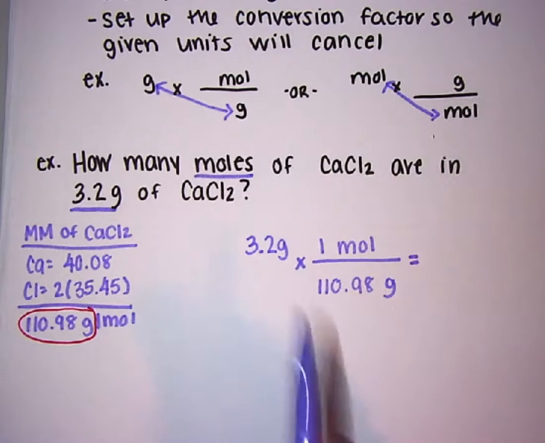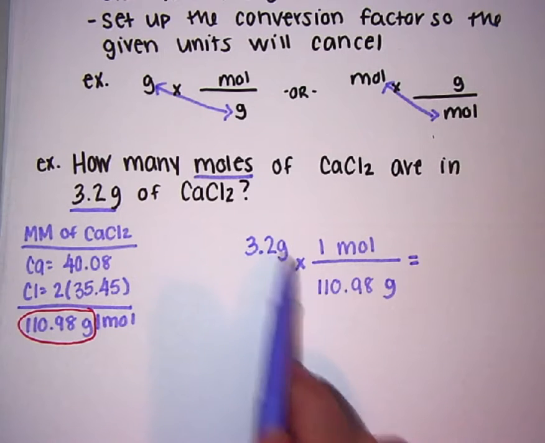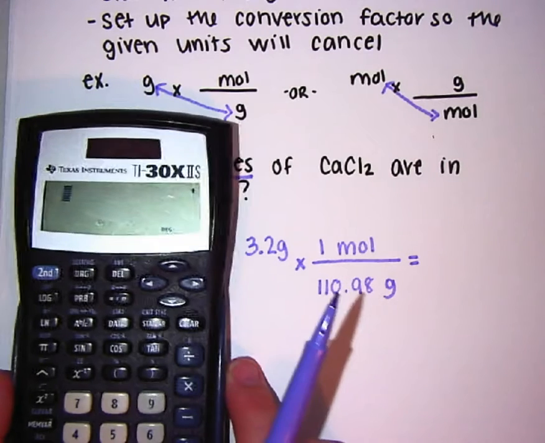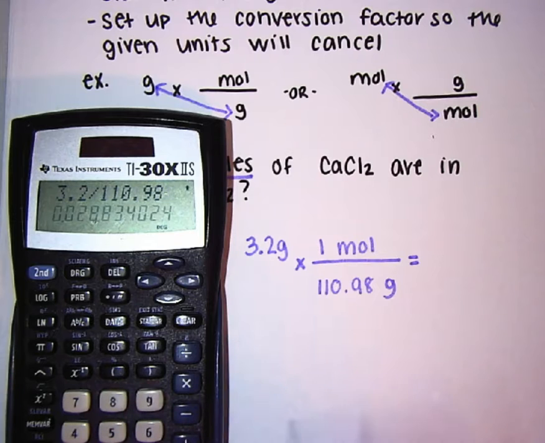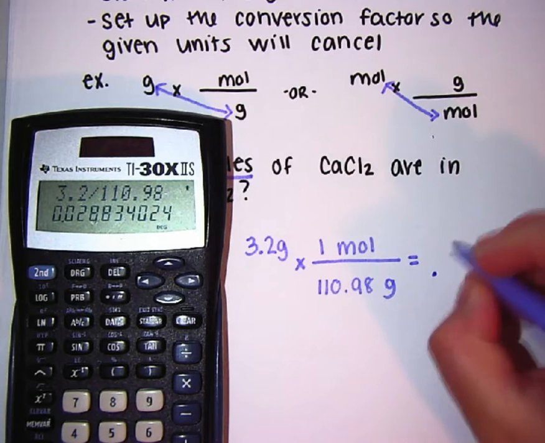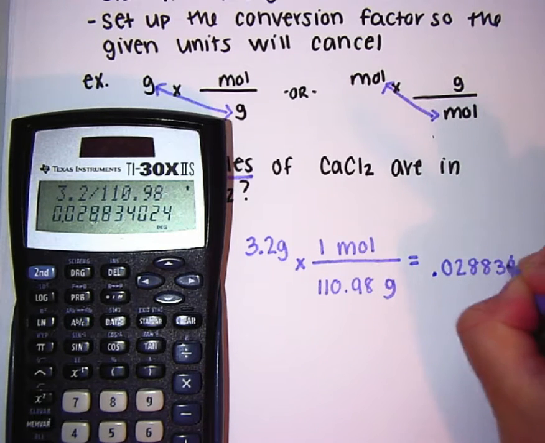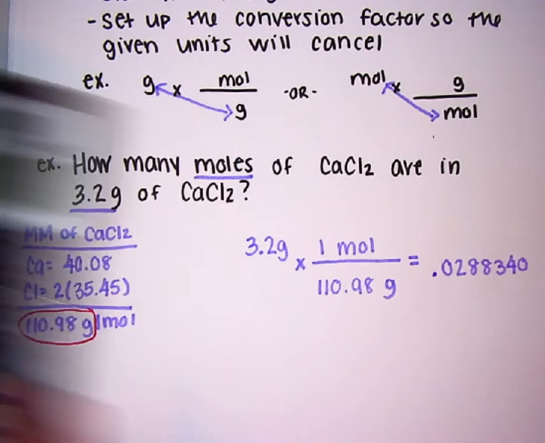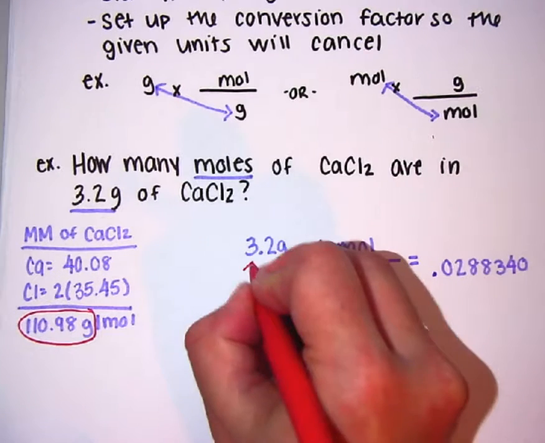So now the way that these conversions work, you multiply everything across the top and divide it by the bottom. So this would be 3.2 times 1 divided by 110.98. And I get 0.028834024. We have all of these decimal places. So a few things we have to do when we're recording our final answer. First, we want to determine the number of significant figures. Always look to the given.